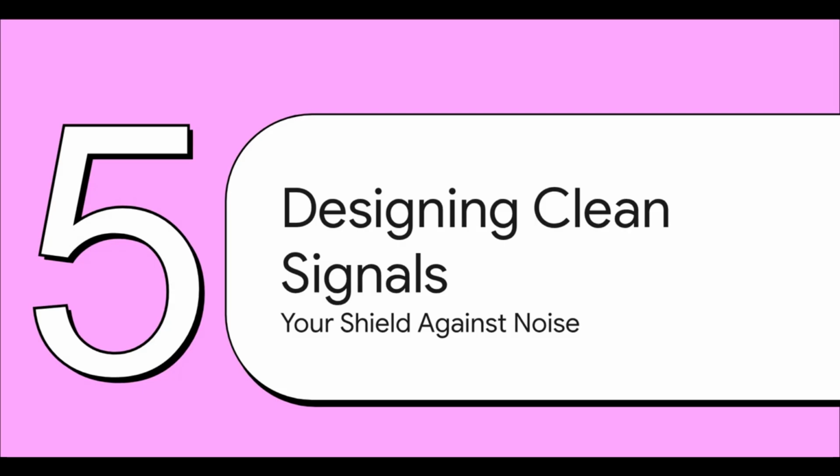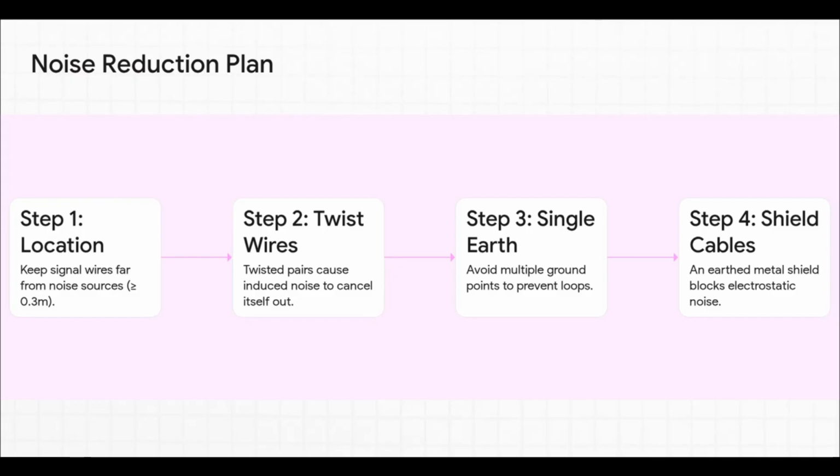So, okay, the world is electrically noisy. How do we protect our delicate signals? Section 5, it all comes down to smart design. You have to actively shield your measurements from all that interference. Here's your 4-point checklist for clean signals. Number 1 is just location. Keep your signal wires as far away from noisy power cables as you can. Seriously, physical distance matters. 2, twist your wires.